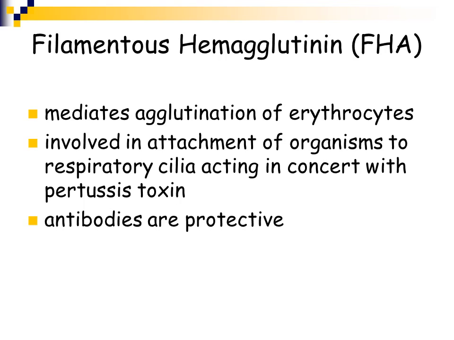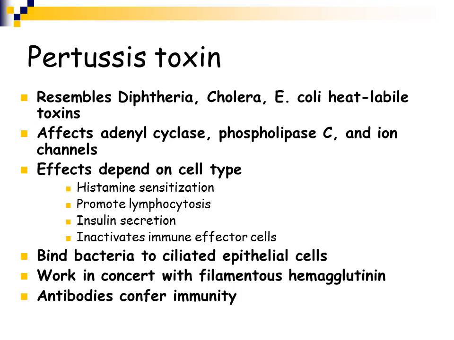So the filamentous hemagglutinin and pertussis toxin, being one of the major virulence factors that Bordetella pertussis produces, work together. The FHA allows the organism to attach to the respiratory cilia, and the pertussis toxin starts to destroy the cells in the respiratory tract. And antibodies against FHA, or filamentous hemagglutinin, are protective.